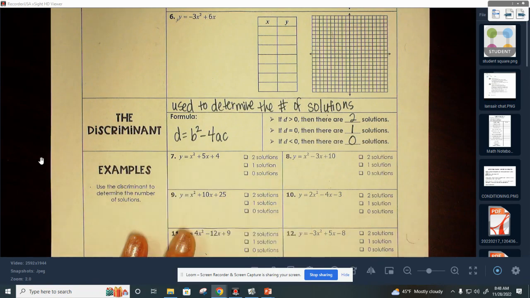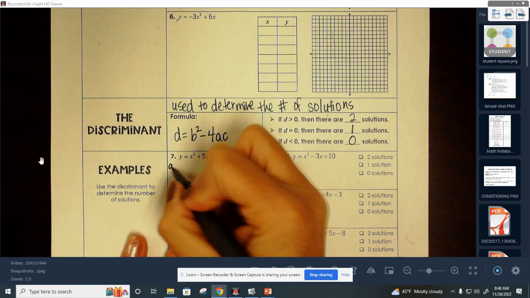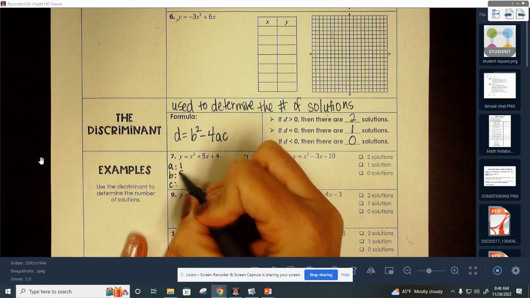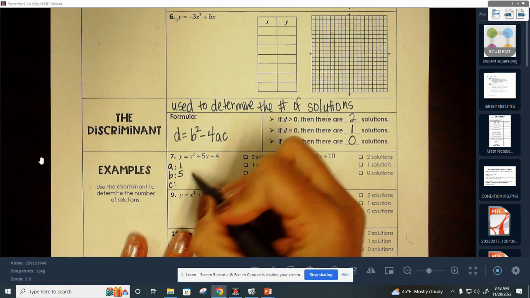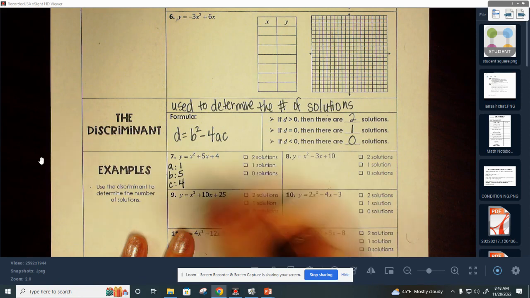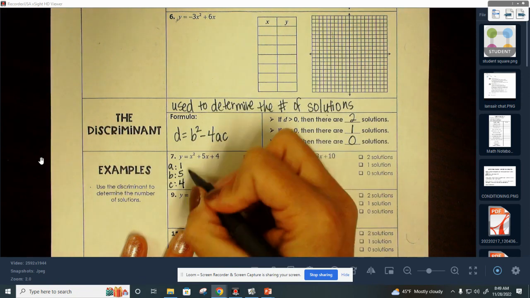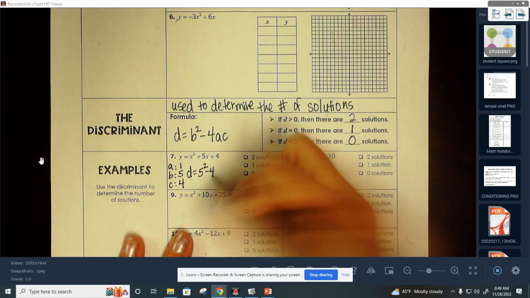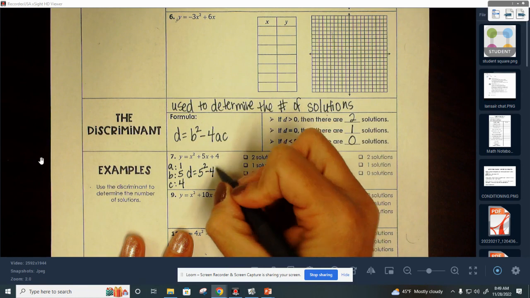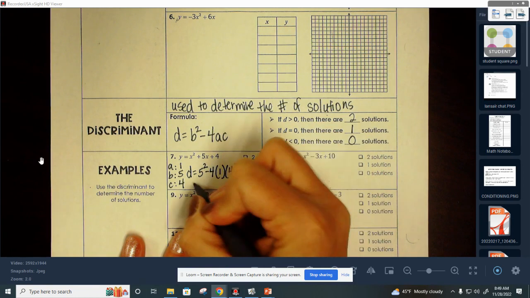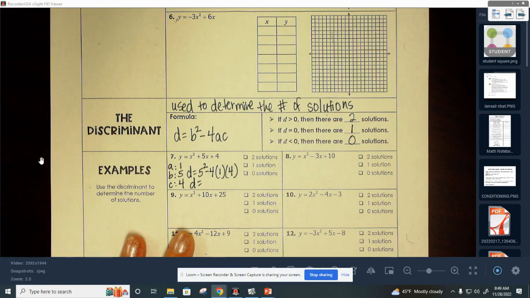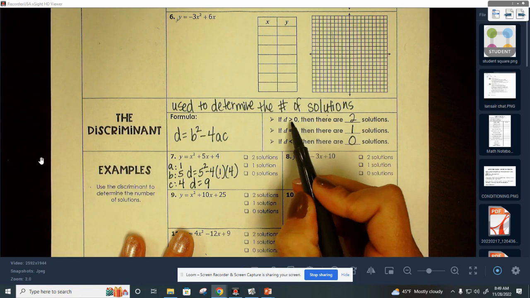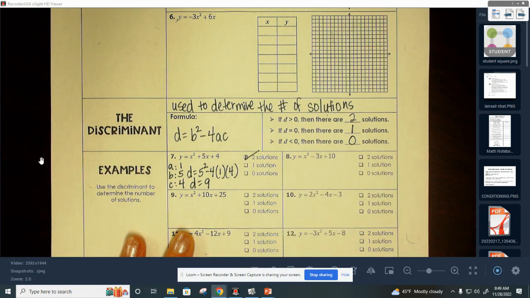So let's look at number 7. First, we're going to identify A, B, and C. A and B you're familiar with. We've been doing that. A is 1, B is 5. C is always this number here at the end, 4. And then all we're going to do is substitute those into our formula. So D equals 5 squared minus 4 times 1 times 4. And when we solve that, we get 9. So D is equal to 9. Well, 9 is greater than 0, so that means there's going to be 2 solutions.